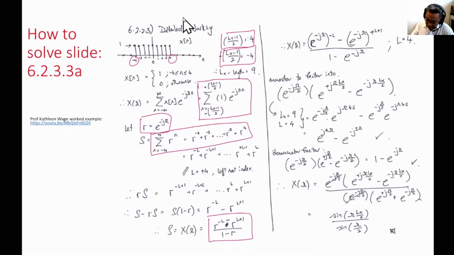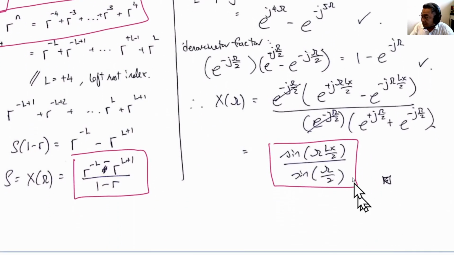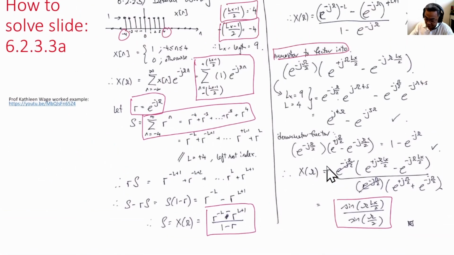Alright, when you get this, then basically you can do a lot of manipulation such that finally you will end up with this very famous sine of some value divided by sine of this value, ω over 2. Okay, so this is the sinc function. Later on you will see.